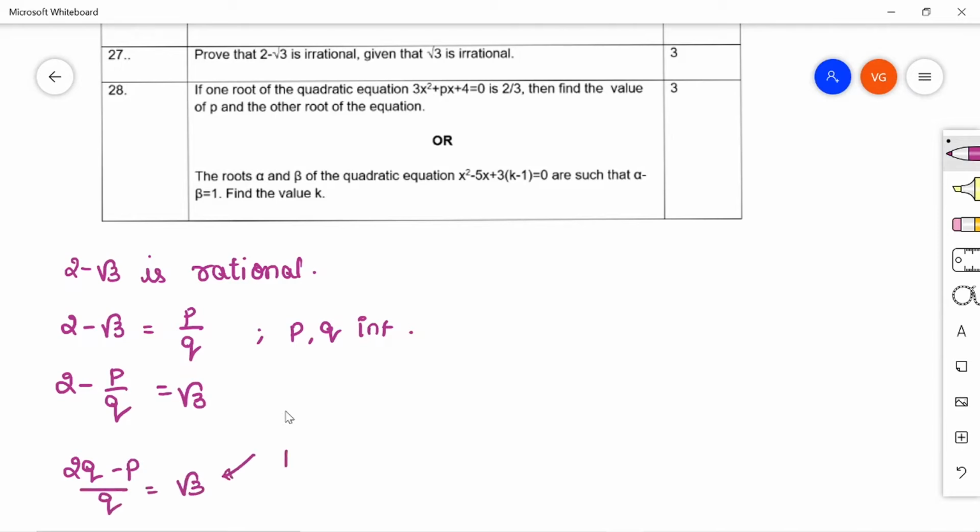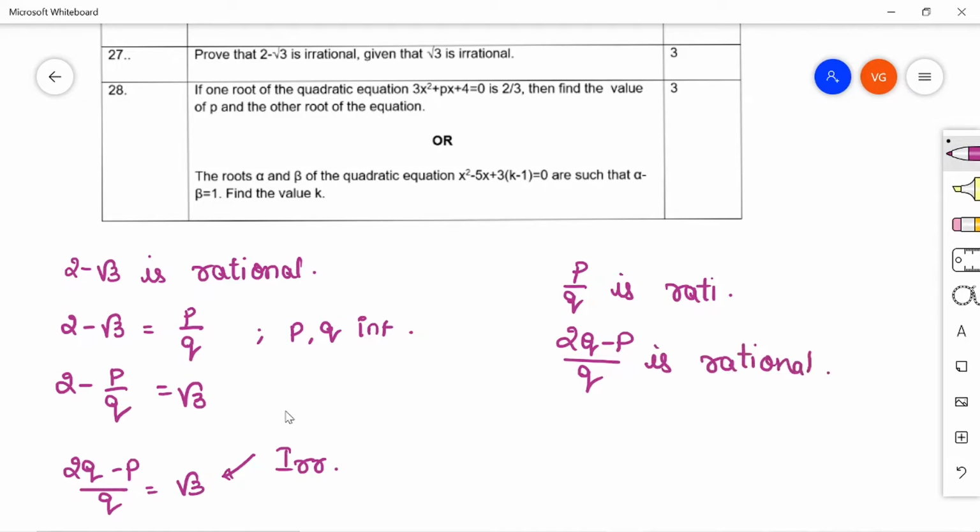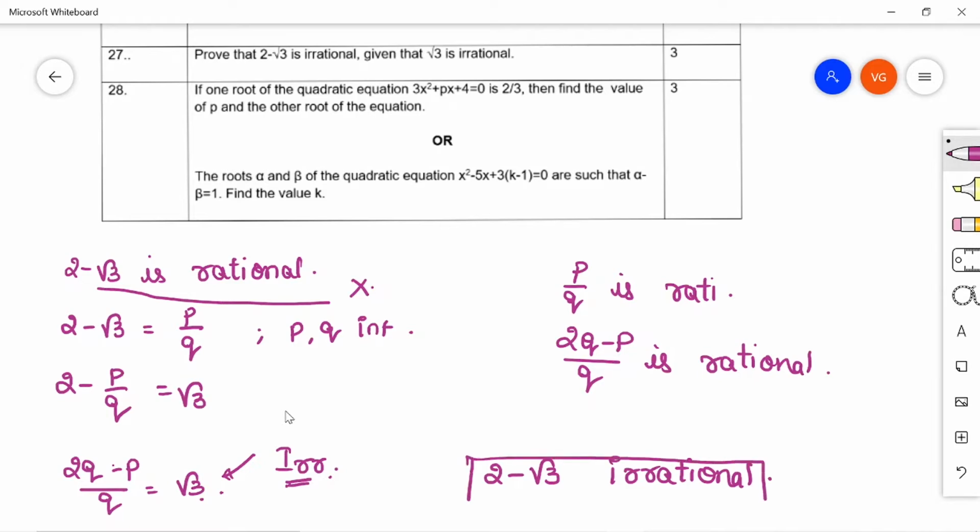Given this root 3 is an irrational number. But here, as we have assumed P by Q is a rational number, then what happens to this 2Q minus P by Q? This is also a rational number, right? But you are given this root 3 is an irrational number. So a rational number cannot be equal to an irrational number. So our assumption is wrong. Then 2 minus root 3 has to be an irrational number. So 2 minus root 3 is an irrational number.